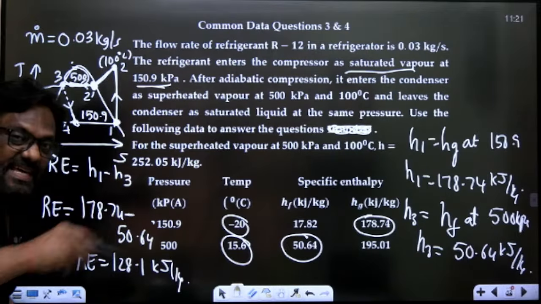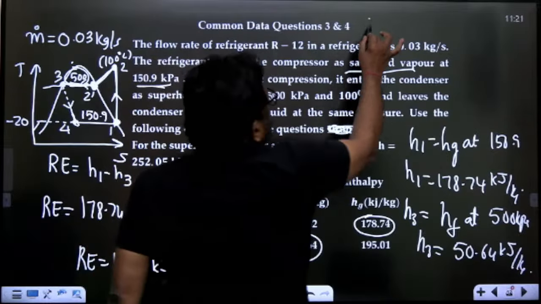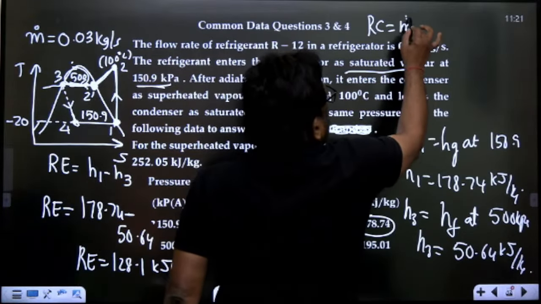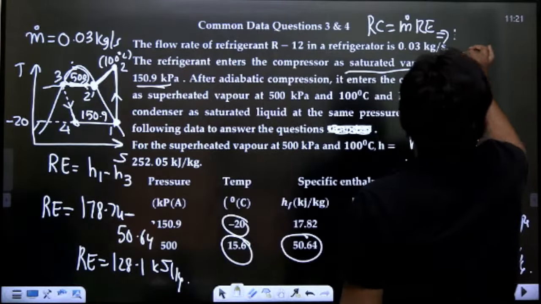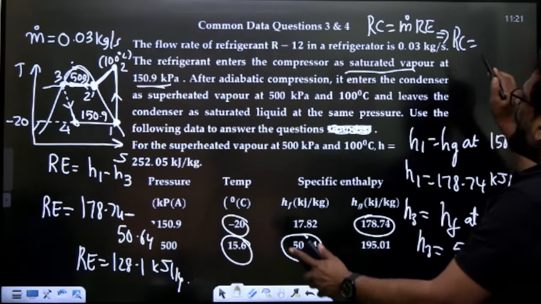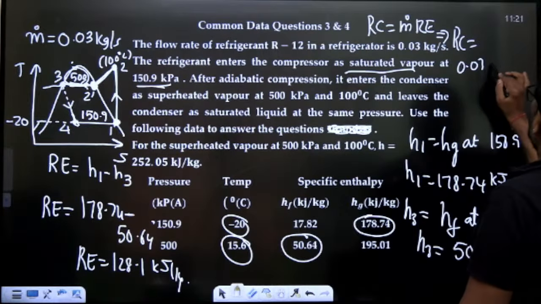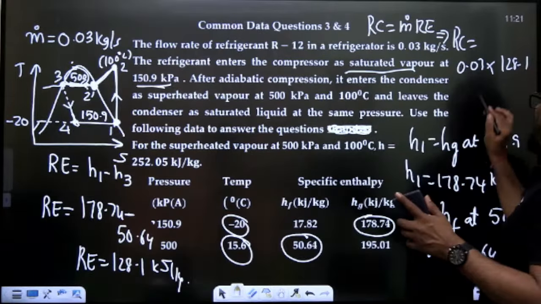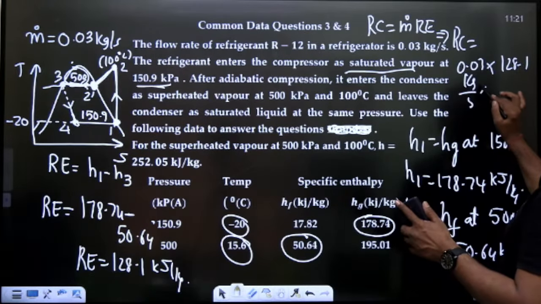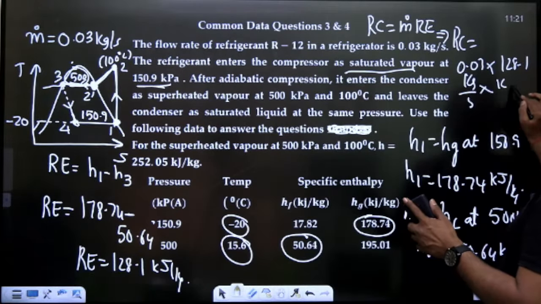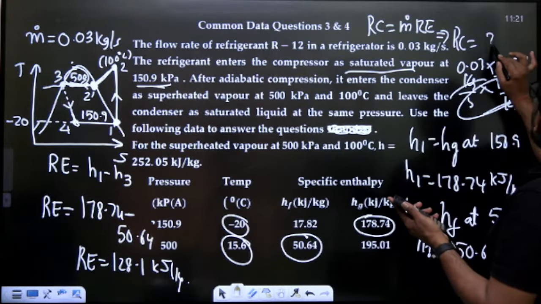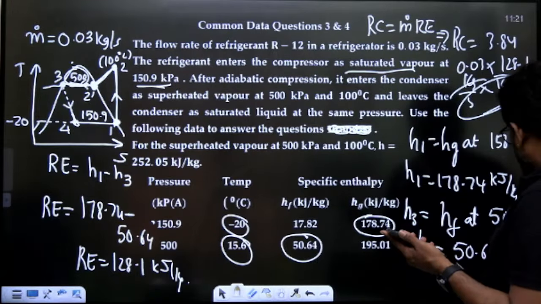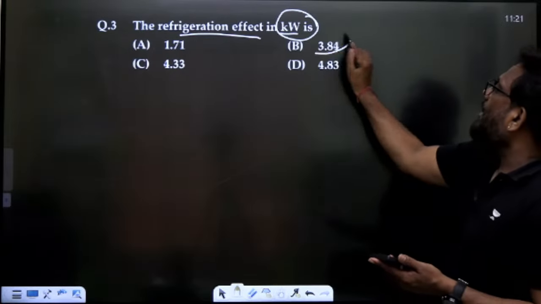But he is asking in kilowatt, and you know RC is equal to m dot into RE. So therefore, refrigeration capacity, what is m dot? M dot is 0.03 and RE is 128.1. Let us check the unit. M dot is kg per second and this is kilojoule per kg. Kg is gone, kilojoule per second is kilowatt. So therefore into 0.03, I think this is 3.84 kilowatt. एक बार देखो ऑप्शन है, yes, option B is correct.